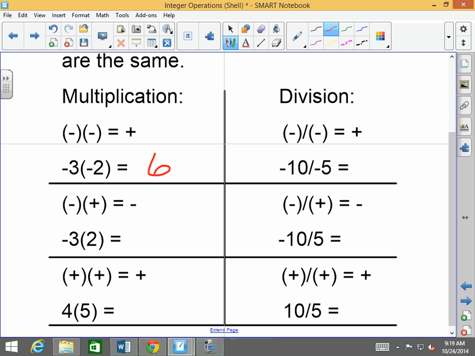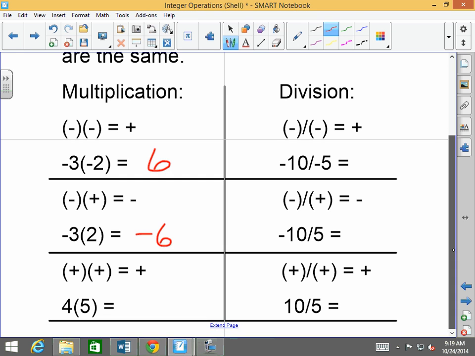A negative times a positive is a negative. So negative 3 times positive 2 is a negative 6. A positive times a positive is a positive. So positive 4 times positive 5 is positive 20.